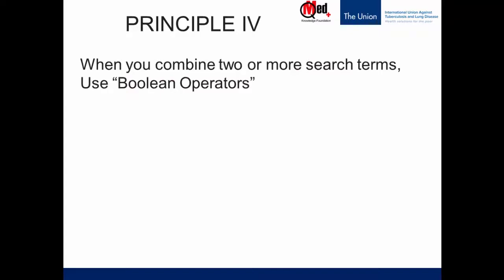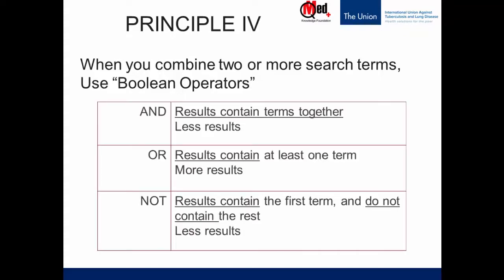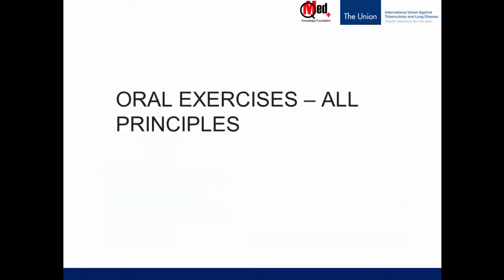Principle 4. When we combine 2 or more search terms, we must use Boolean operators. If we use AND, all the results contain the terms together and the results will be less than the first term. OR: results contain at least one of the terms and so it will be more than any individual term. NOT: the results contain the first term and do not contain the rest of the terms. So again, we get fewer results. Having learned the 4 principles, we'll quickly do exercises that comprise all 4 principles.